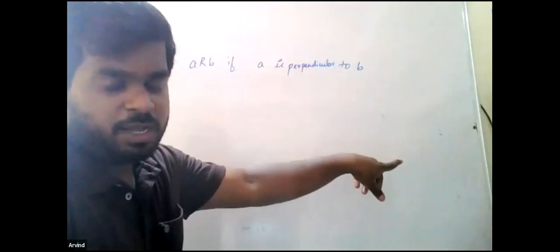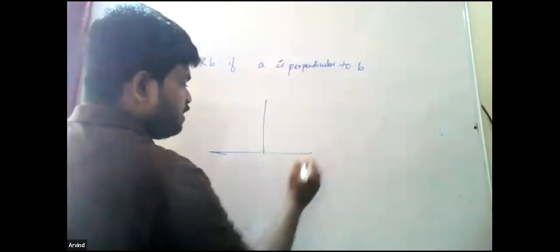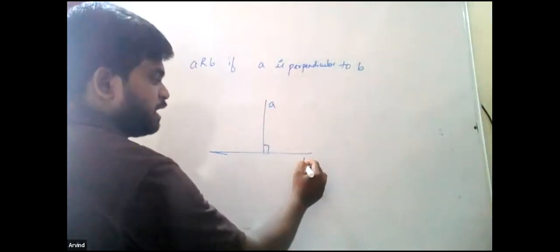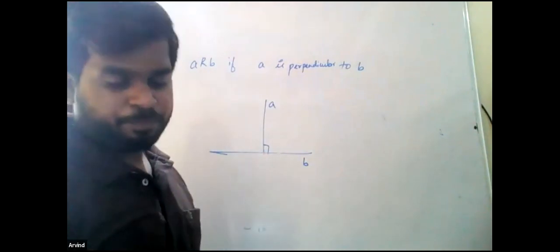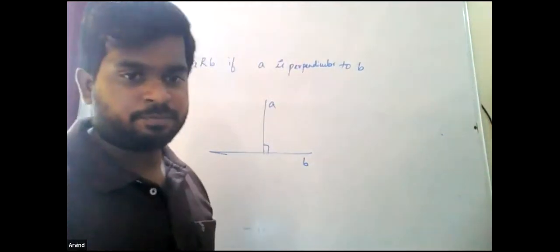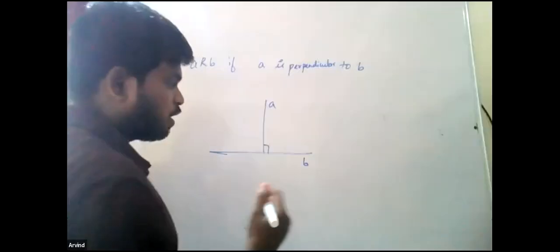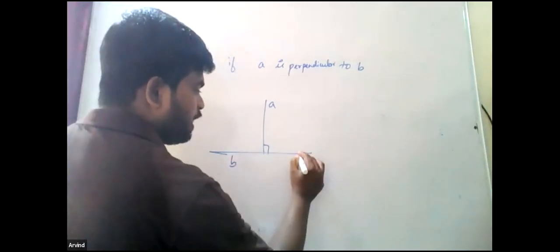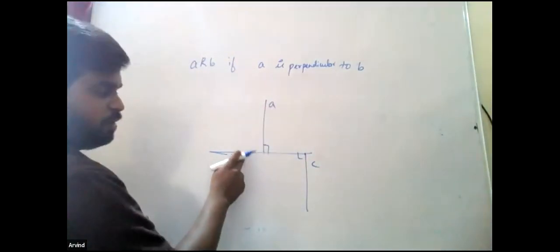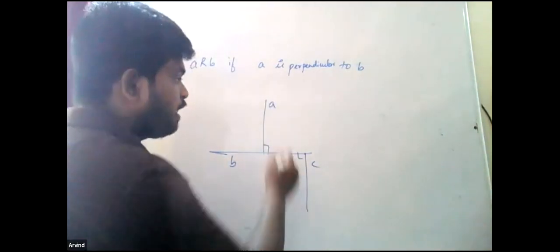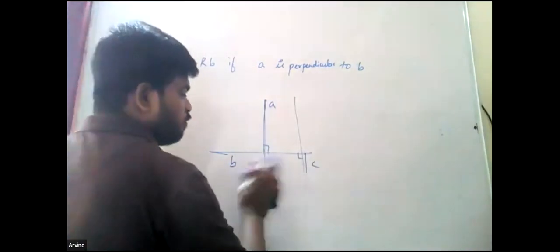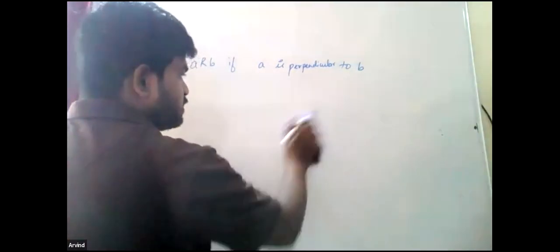A is perpendicular to B. Suppose line A is like this and B is like this. This is line A and this is line B. A is perpendicular to B. Conversely, B is also perpendicular to A. It is symmetric. What about transitive? No, sir. Let me take B here and another line C. See here, A is perpendicular to B, B is perpendicular to C, but A and C are parallel. They are not perpendicular. They are parallel to each other. Therefore, it is not transitive. All these examples are in your textbook itself. So these are general examples. Okay.